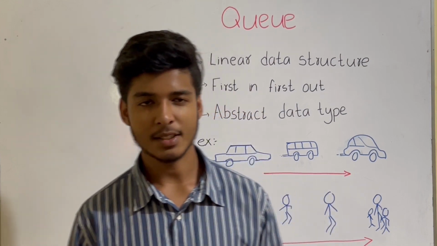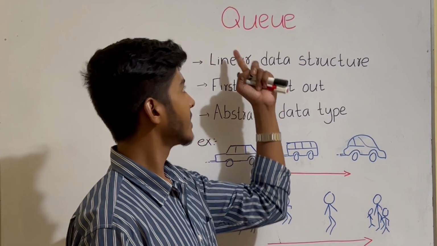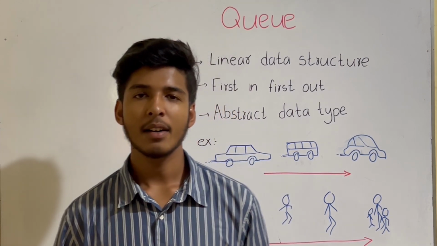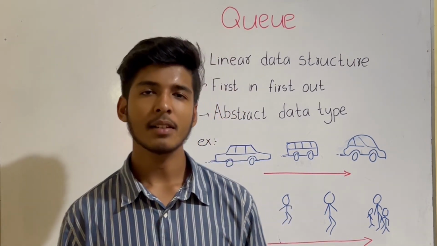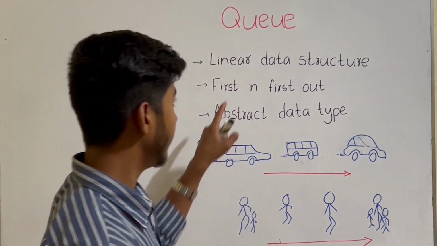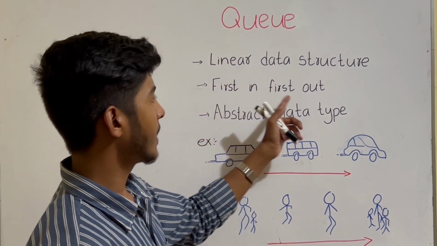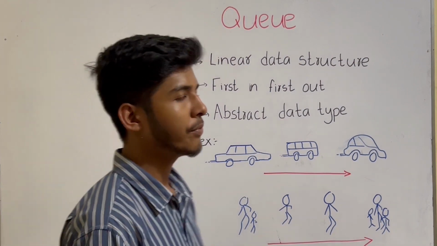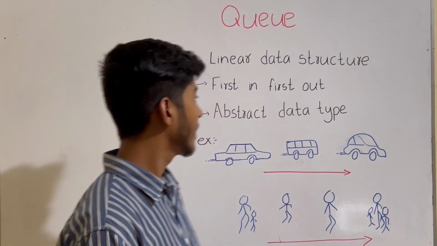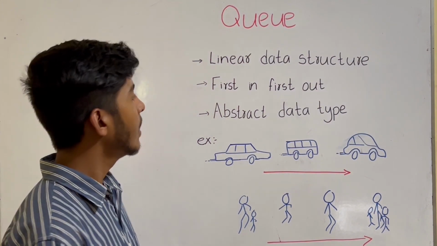Discussing data structures. In this tutorial, we'll discuss queue data structures. Data structures are mainly divided into two categories: linear data structures and non-linear data structures. A queue is a linear data structure which operates first in, first out, also called FIFO, or last in, last out, LILO. It is named queue as it behaves like a real world queue.